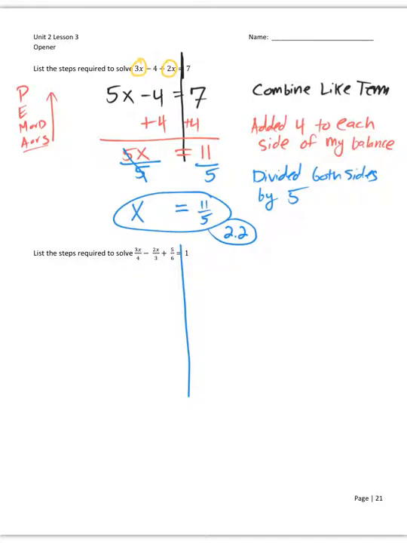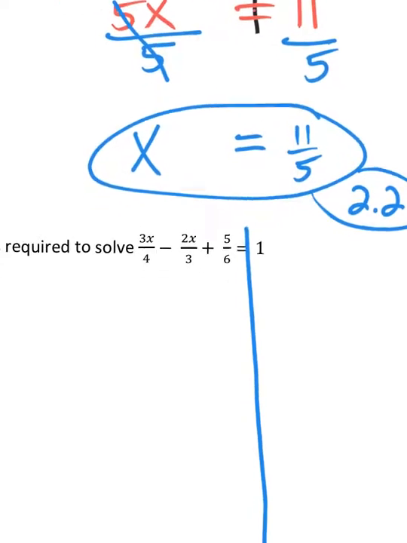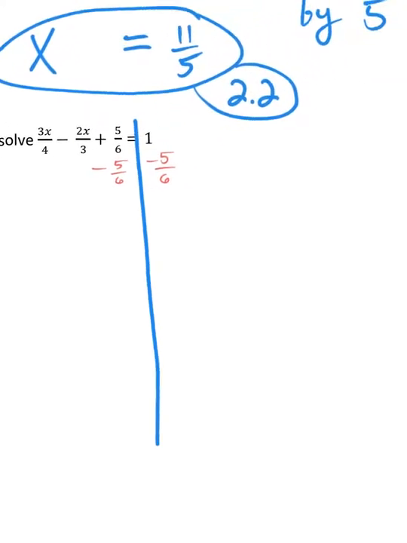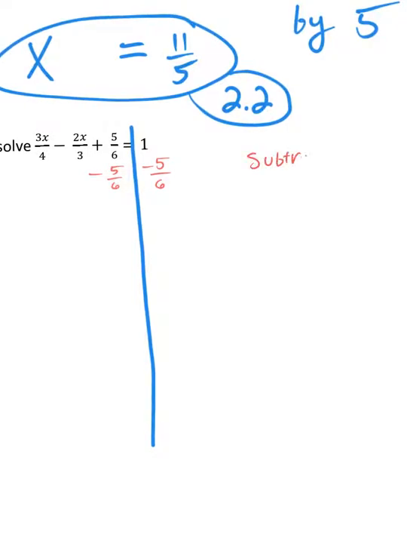And I see that I have x's up here. I see that I want to combine them, but I'm not entirely sure how I want to do that yet, because I've got all of these fractions floating around. I'm going to zoom in here so we can all see it a little bit better. So 3x divided by 4 minus 2x divided by 3 plus 5/6. I'm going to undo that addition and subtraction first. So I'm going to subtract 5/6 on both sides of my equal sign.